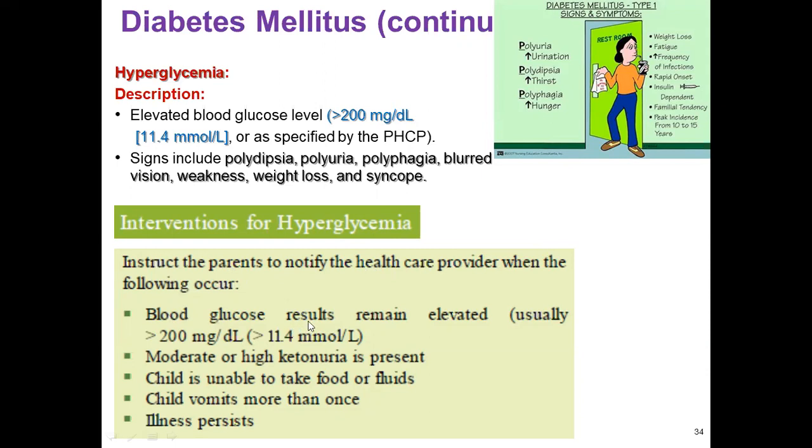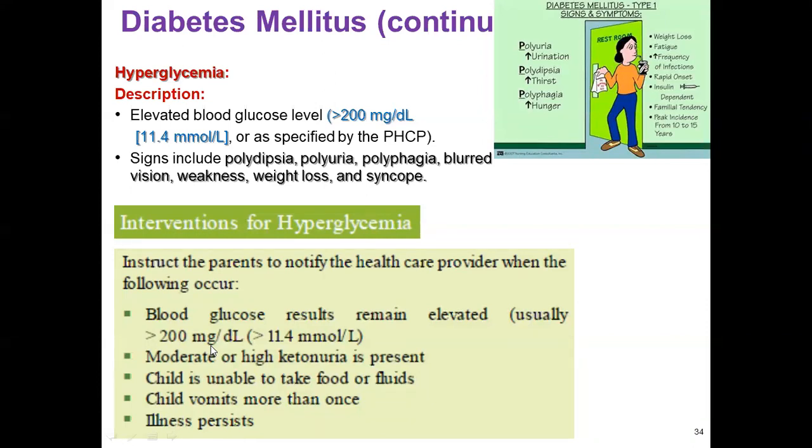Blood glucose results remain elevated, more than 200 milligram per dL or more than 11.4 millimole per liter. Moderate or high ketonuria is present. The child is unable to take food and fluid. And the child vomits more than once or the illness persists. So these are signs indicating danger. They are signs indicating the patient is hyperglycemic.